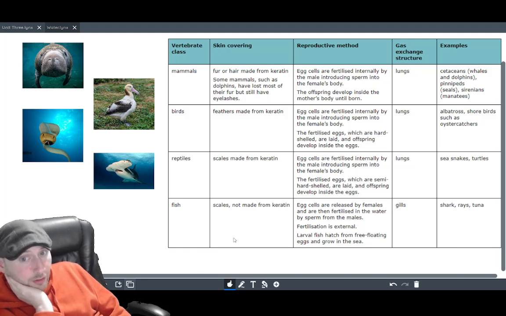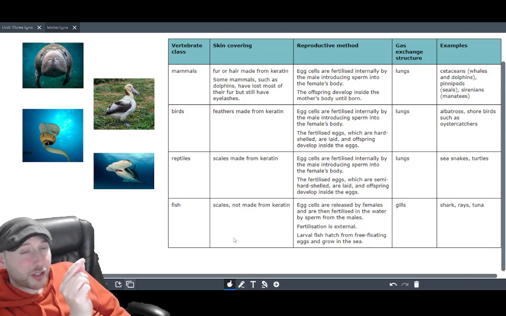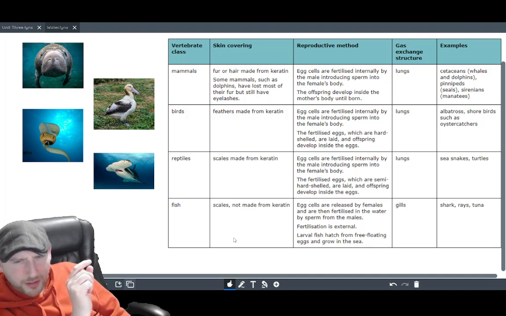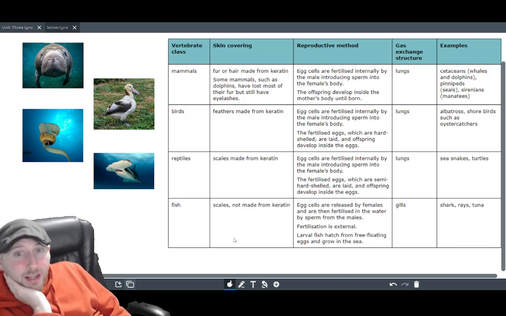There's also a very big similarity with birds here. The fertilized eggs are semi-hard-shelled. That's the big difference. So instead of having a really hard, solid outer shell like a chicken egg would, our reptiles have kind of squidgy eggs. If you've ever seen turtle eggs or snake eggs, they've got a little squidge to them. They make a good fidget toy. I mean, you wouldn't. That would be a terrible thing to do, but they feel like they would. So they're laid, and the offspring develop inside the eggs, just like with our birds.